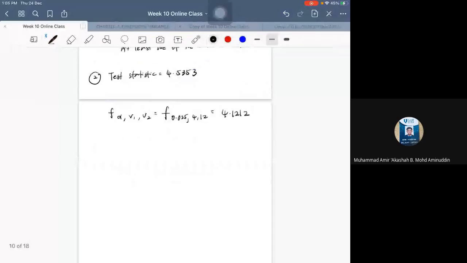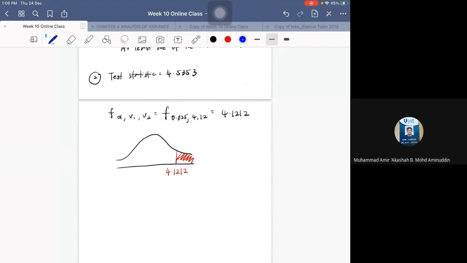Now remember, the tests in chapter 4, everything that you test is going to be a right tail test. The same goes for chapter 5 and chapter 6, so you don't have to bother. What tail is it going to be? Everything is going to be a right tail test. So this over here is going to be 4.1212.